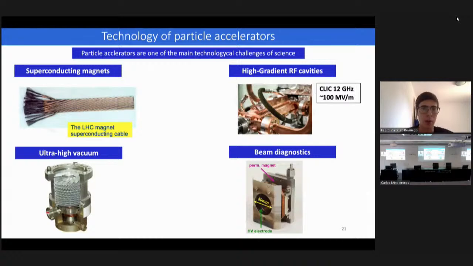Then there is also a very important technological part in particle accelerators, because they are one of the main technological challenges of science right now. We have to create everything from superconducting magnets to high gradient RF cavities, ultra high vacuum equipment, and beam diagnostics, which are very complicated devices. So this is very important too.